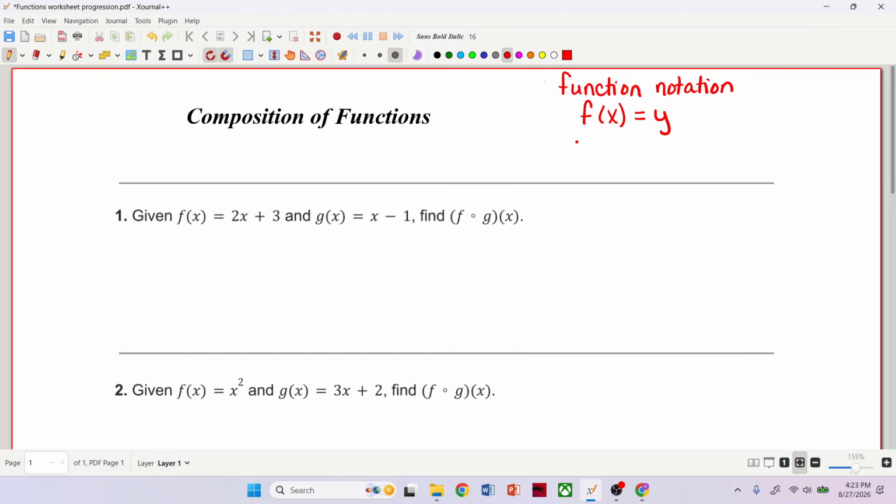And so if I did f of 2, what does that mean? Well, if you look above, what changed in our notation? The x value became 2. So this means find y when x is 2.